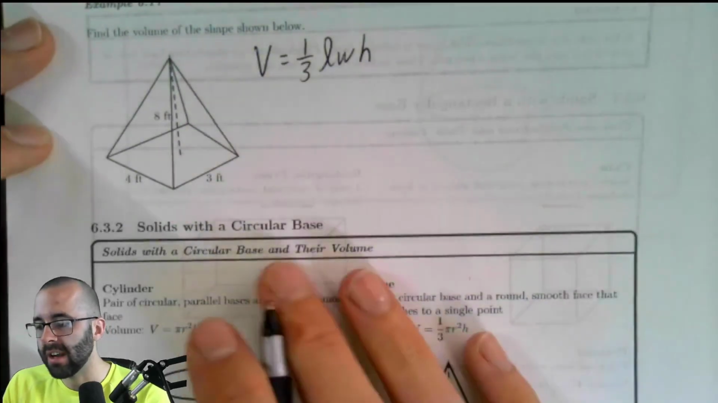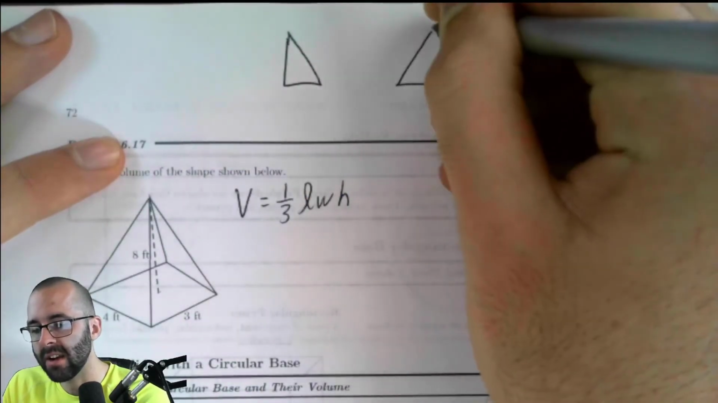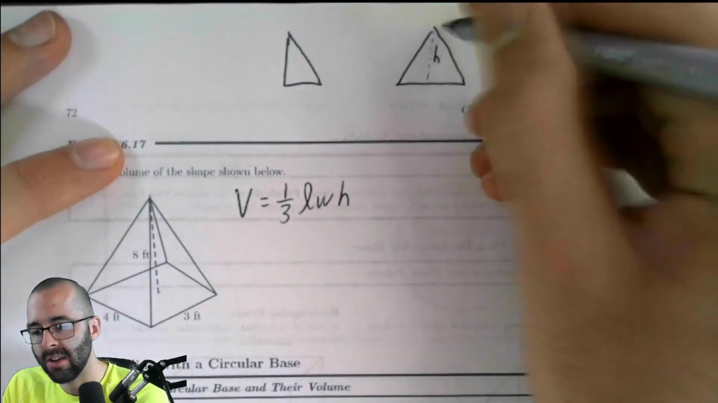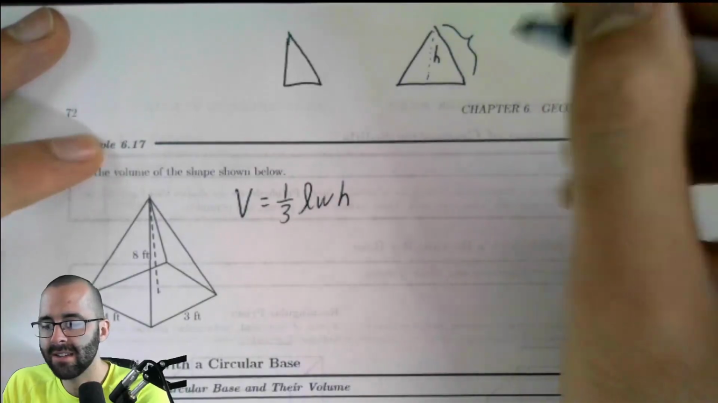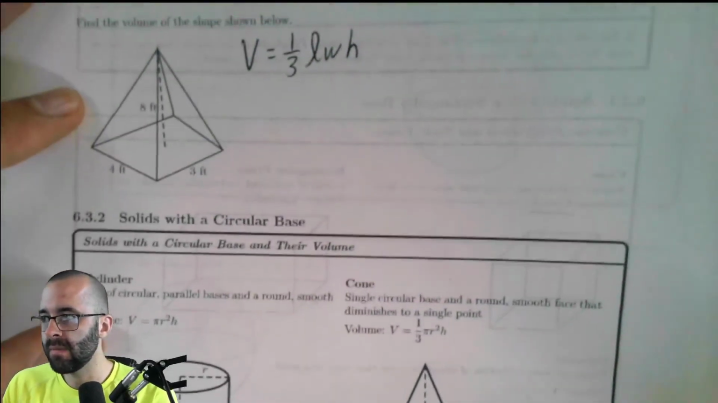Just like when we had a triangle, right? When we had triangles, or even better yet, a triangle like this. Remember that this was the height, not this. This is not the height. This is some other side. Similar with pyramids. So watch out for that.